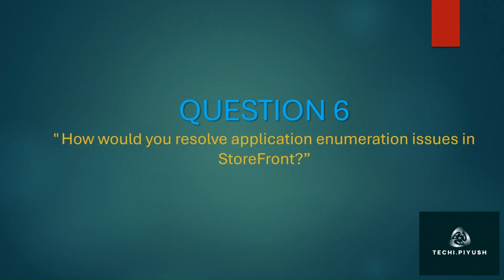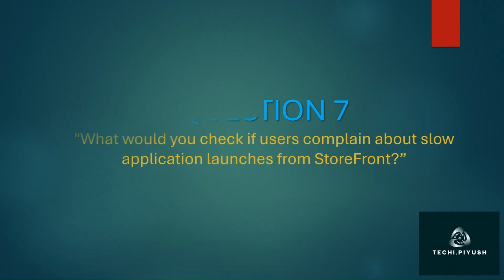So to resolve the application enumeration issue, first you should verify the delivery controllers are correctly entered in the Storefront console. Missing or incorrect configuration could prevent resources from being listed. The second thing, ensure the XML service port is open and properly configured, and also check the firewall setting to ensure no blockage. The third one, you should verify the user permission in Active Directory. If a user doesn't have the necessary permission, they may not see any application. And last, analyze the storefront logs for any enumeration error that can give insight into what might be causing the issue.